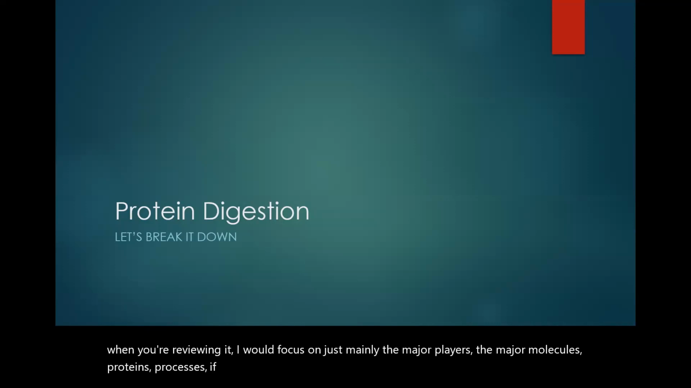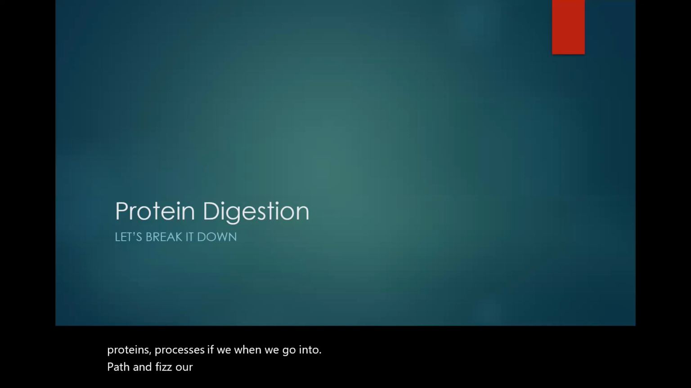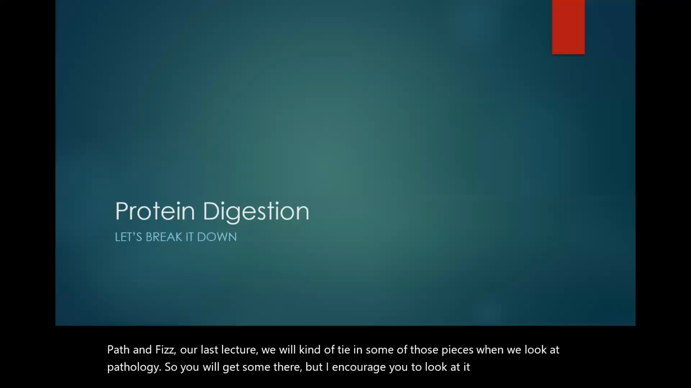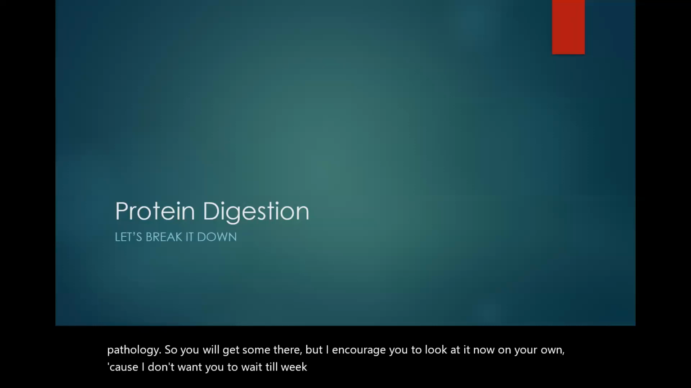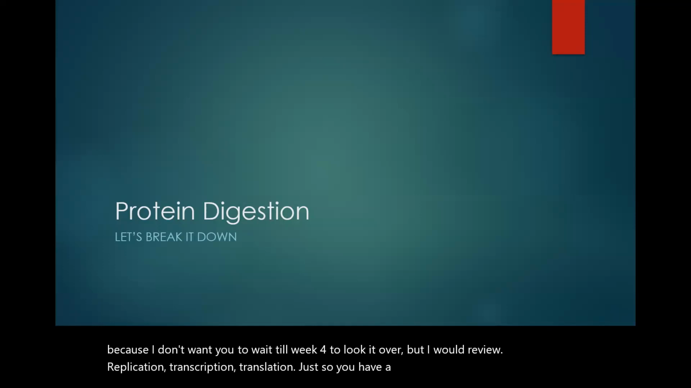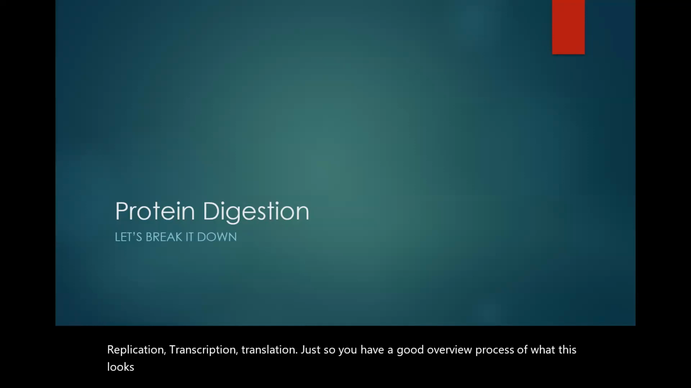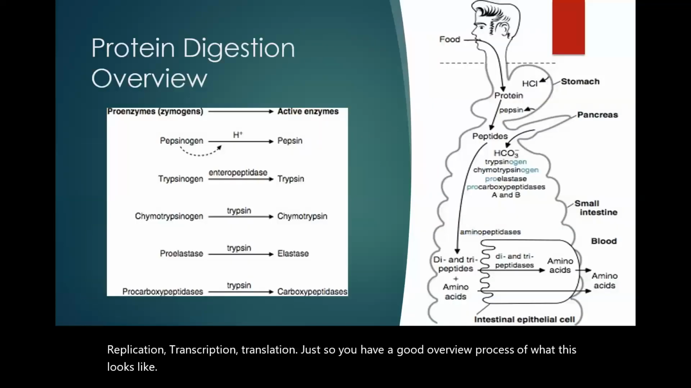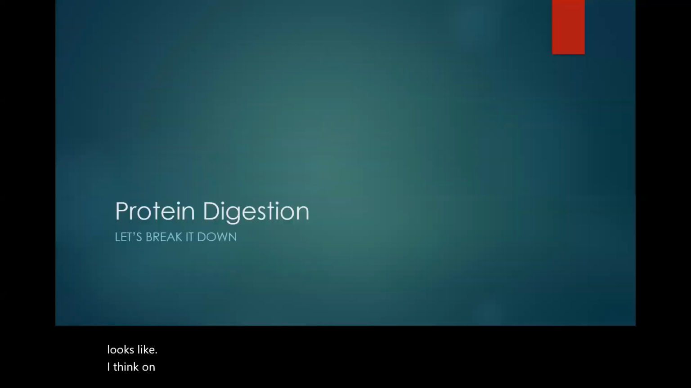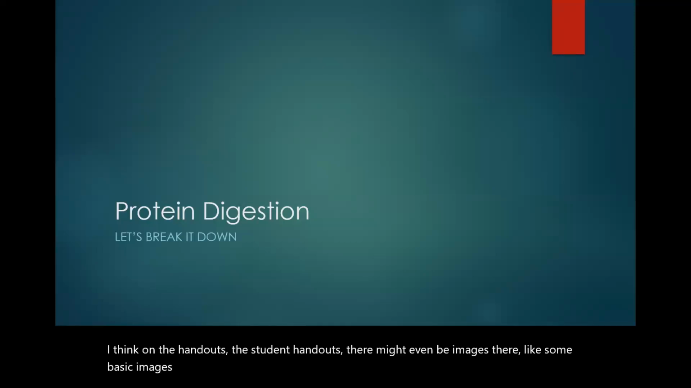When we go into path and phys, our last lecture, we will kind of tie in some of those pieces when we look at pathology. So you will get some there, but I encourage you to look at it now on your own because I don't want you to wait till week 4 to look it over. But I would review replication, transcription, translation, just so you have a good overview process of what this looks like. I think on the student handouts, there might even be some basic images of those processes. I forgot if I included those or not.